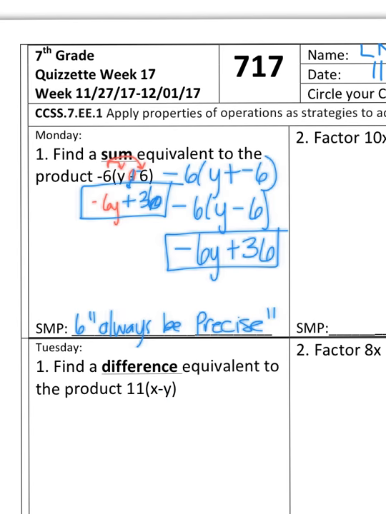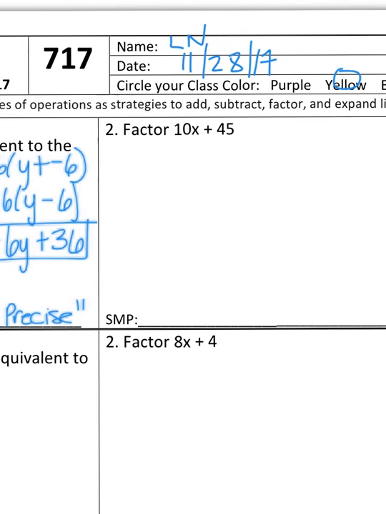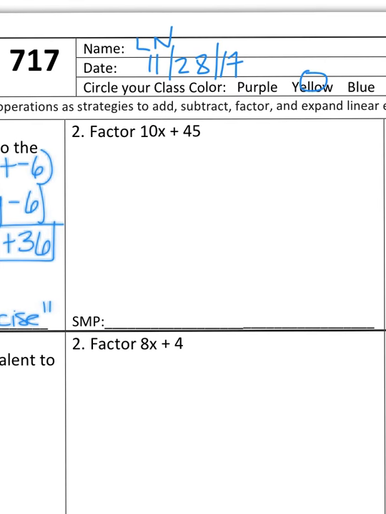All right, look at number 2. It says factor 10x plus 45. So these, I'm not going to lie to you guys, some of you are going to get them really quickly, and some of you are going to struggle with them, but we're going to do it together. So just look at the numbers themselves. So you have 10 and 45. You're trying to find the greatest common factor.